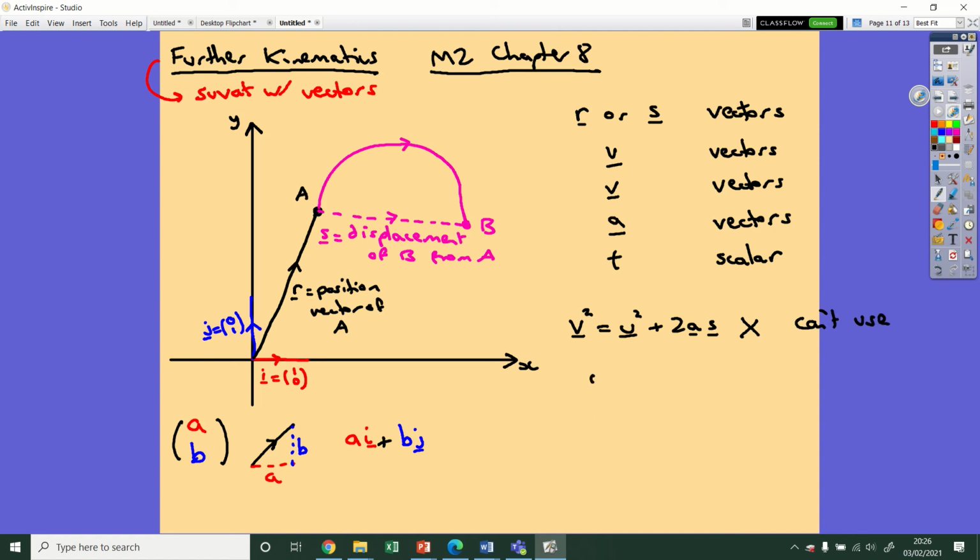However, the 2 most common SUVAT equations we're going to be using with vectors are these ones. v = u + at, except a is now the vector a, and t is a scalar. And s = ut + ½at². It's worth remembering those two and knowing that they're the most common ones that are going to appear in a question.